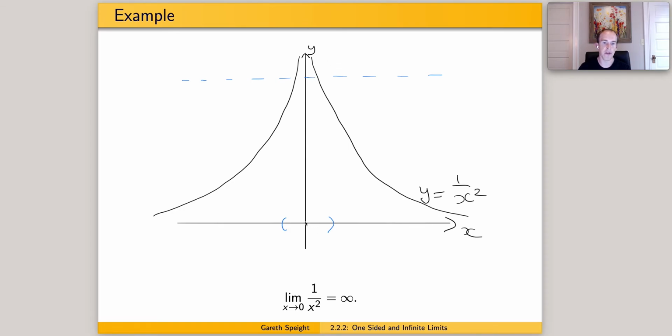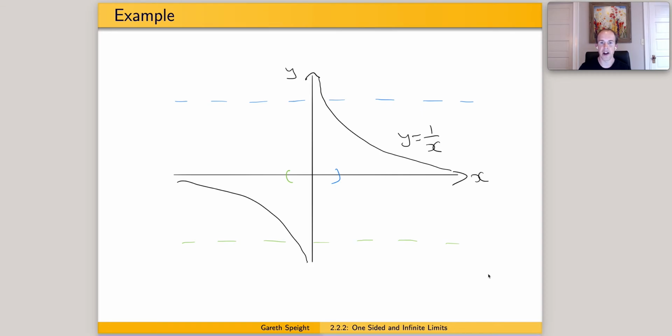Or if I make the blue line up even higher, as high as I want to make it, I can make the graph lie above it, provided I am close enough to 0, right? So I can make the values of the function as large as I like, whatever line I place here, provided I restrict to x close enough to my limit point, which is in this case 0. Okay, so here we have the limit as x tends to 0 of 1 over x squared equals infinity.